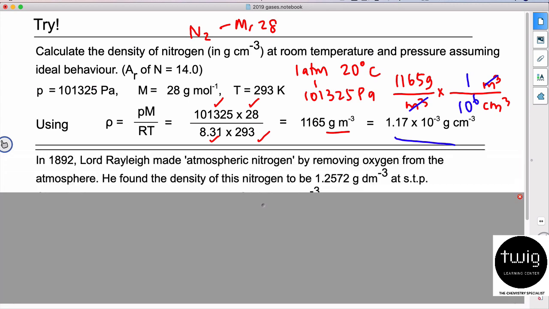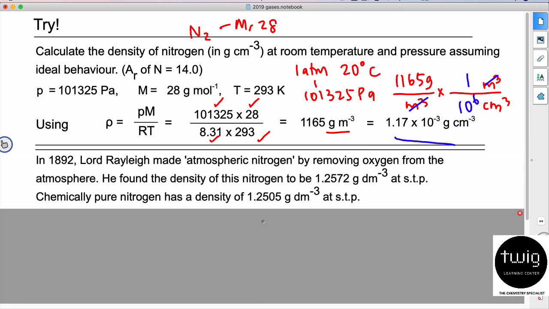Okay, the next question. The learning point is this. They say this is nitrogen, and this is pure nitrogen. This one is nitrogen with something else. This is N2 plus another gas.